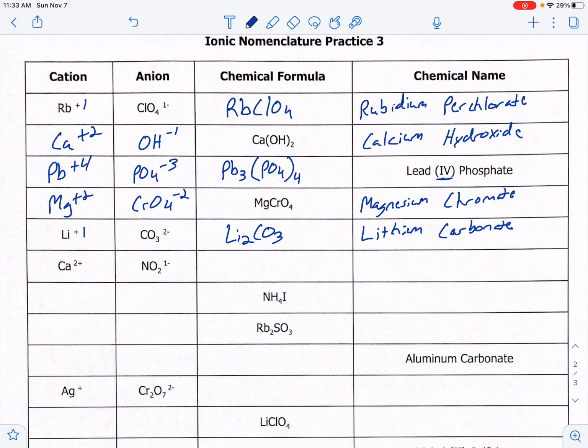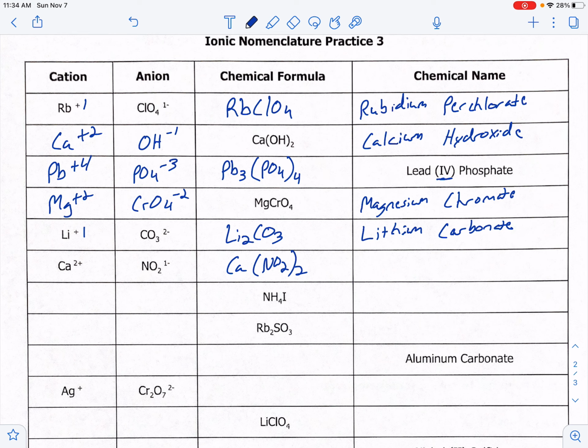Okay, my next one I have Ca +2 and then NO2 with a -1. So I can see those are not balanced. So I'm going to do my crisscross. I only need 1 calcium, and I need 2 of these NO2s. So I'm going to put NO2 in parentheses, and then I'm going to put a 2 outside of that.